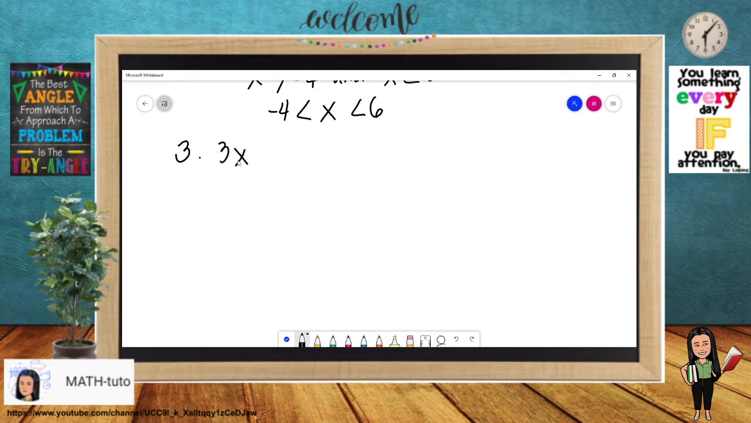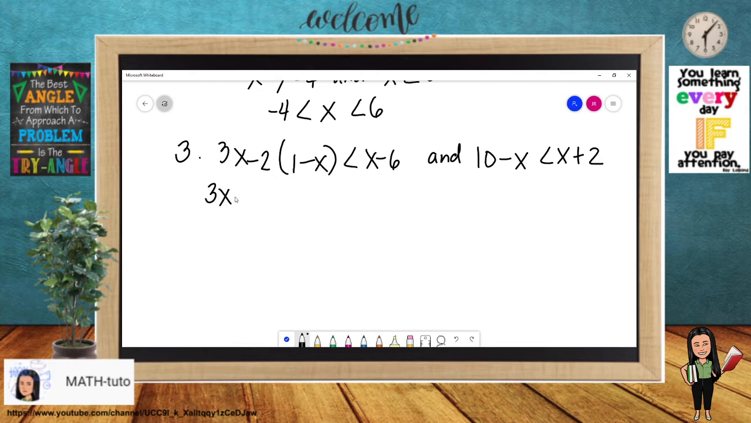So, 3x minus 2 times quantity 1 minus x less than x minus 6 and 10 minus x less than x plus 2. Okay, so let's solve each of our inequality. We have here 3x minus 2 times 1 minus x less than x minus 6, so 3x minus 2 plus 2x less than x minus 6.